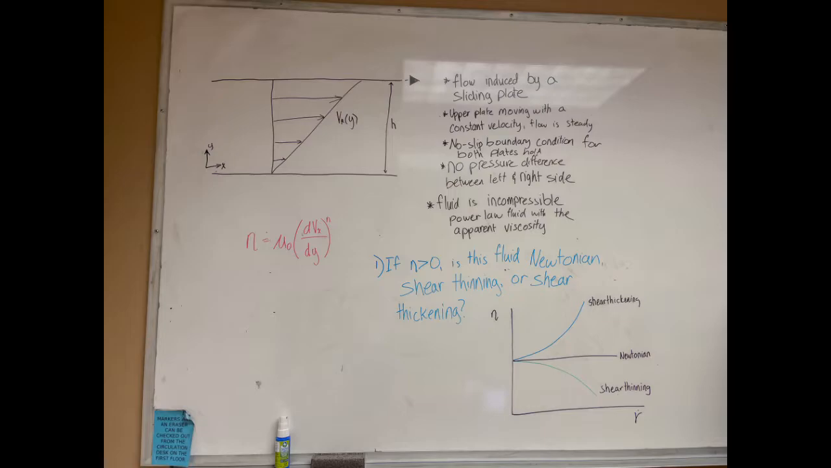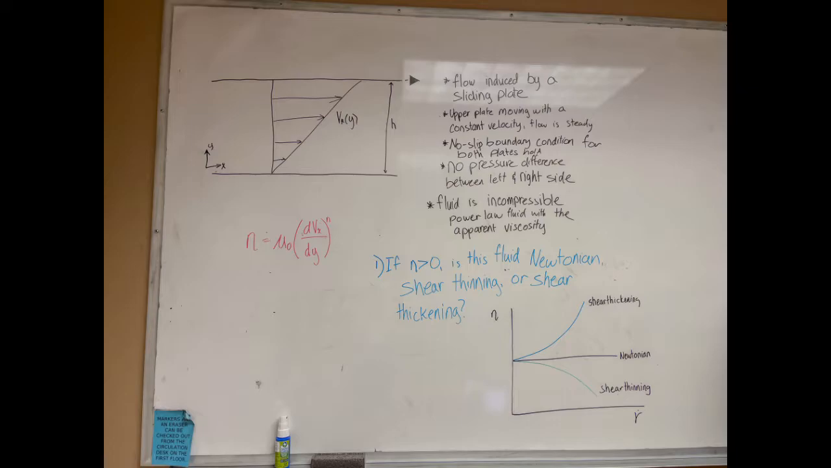We're given that a flow is induced by a sliding plate, similar to the setup given in the 1007-1014 PowerPoint on page 11. Here, the upper plate is moving with a constant velocity and the flow is steady. No slip boundary condition holds on both of the plates, and there is no pressure difference between the left and the right side of the plate, and the plates are sufficiently large. The fluid inside the channel is an incompressible power law fluid with an apparent viscosity given.